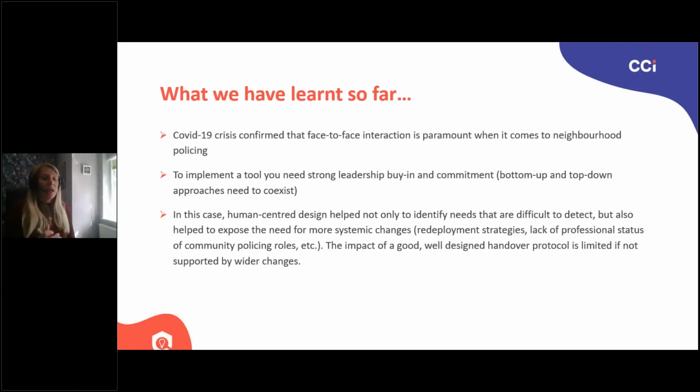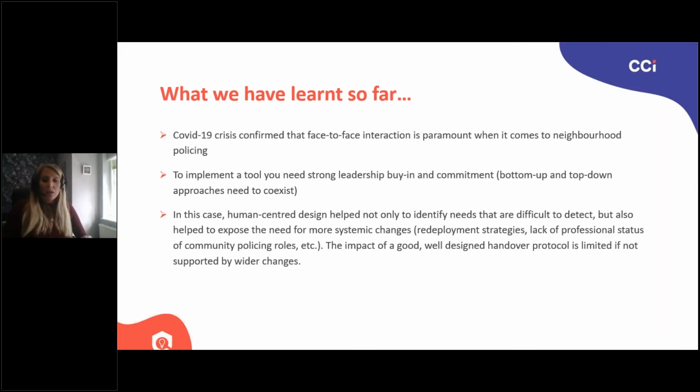We also learned that to implement a tool, you need strong leadership buy-in and commitment. It was great that we could adopt a human-centered design approach, a bottom-up approach for developing the tool. But when it comes to implementation, you need to combine that with a top-down approach. We also learned that through the human-centered design approach, we were not only able to identify a problem that wasn't within the priorities of GMP, but we were also able to expose the need for more systemic changes within the organization.